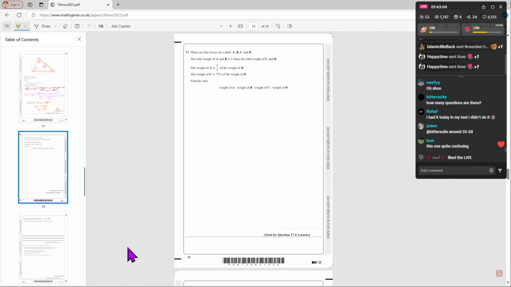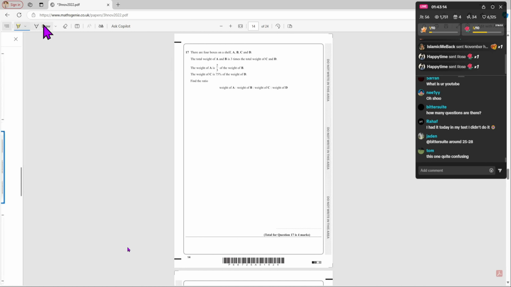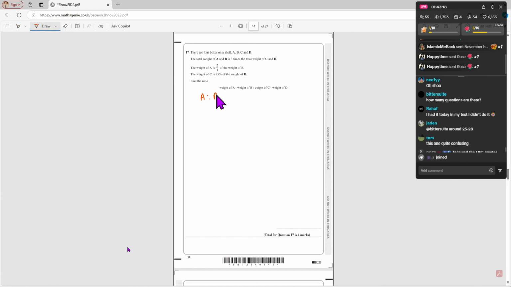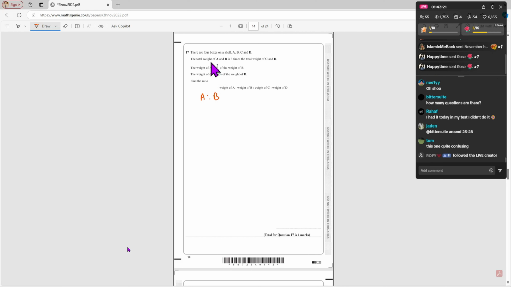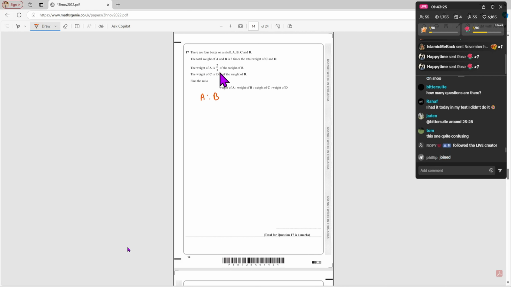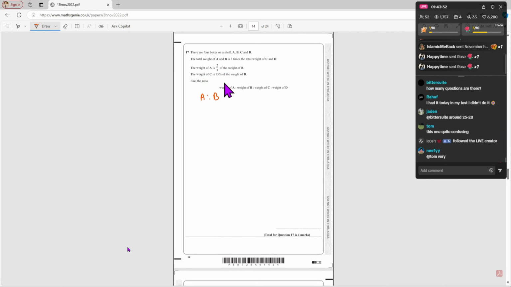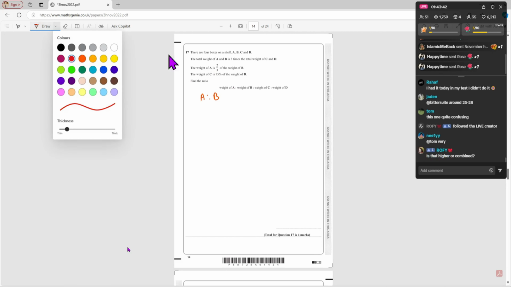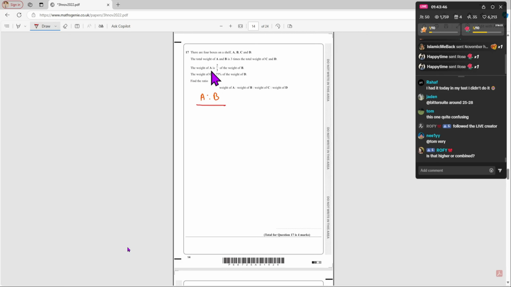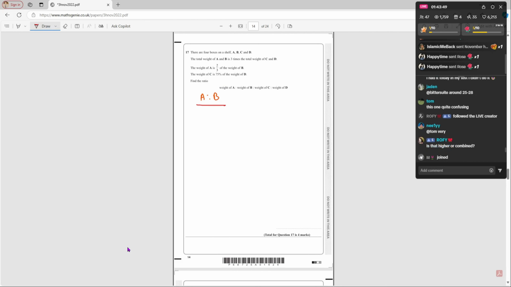Okay, so I'm going to quickly start this one. The first thing I'm going to do is work out the ratio of A to B. Now, we know that the weight of A is 2/3 of the weight of B. So if this is 2/3 of the weight of B, does anyone know what the ratio A to B is then? It's actually easier than you think.